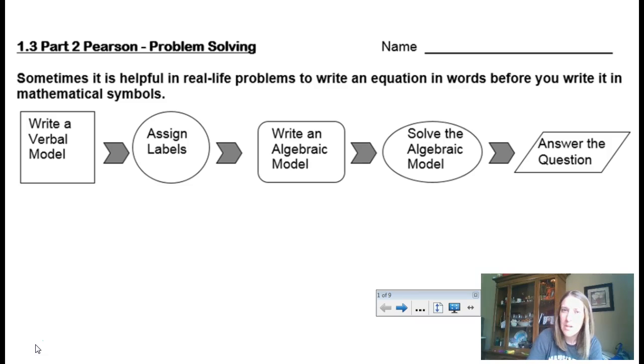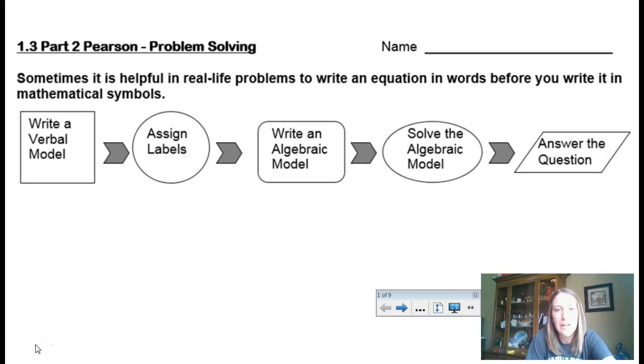So we have a process when we have a real life problem that we want to go through, and I know it seems really daunting, but you have to remember that most kids skip word problems because they don't like them or they think they're difficult. But if you kind of have a process in mind, it's not too bad. And this goes kind of quick.